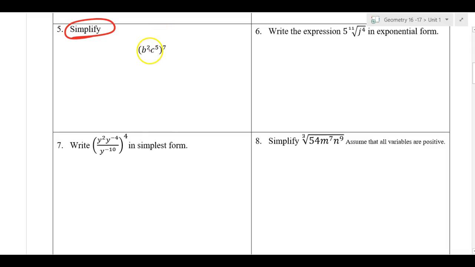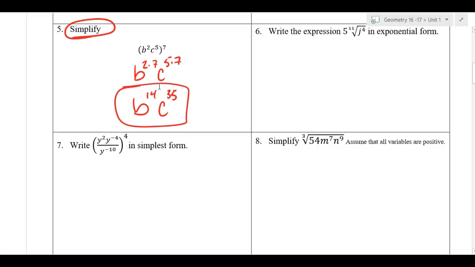What I do have to do is, since I have a power to a power, and a power to a power, and I can't combine these because they're not like bases, I have to actually take the 7 and multiply it by my two exponents. So it's b to this 2 times 7 and c to the 5 times 7, which then gives us b to the 14th, c to the 35th. Because these aren't any alike terms, this is my simplified answer.